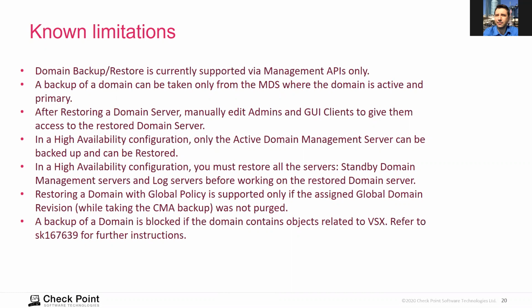In a high availability configuration, only the active domain management server can be backed up, and then we have to restore all the servers, as we mentioned. If we have a global policy, we have to make sure that you didn't purge the revision of the global policy that was taken since you took the backup. So that's important. Also, if the domain contains objects related to VSX, the backup of the domain is blocked, and there's an SK which describes this limitation.